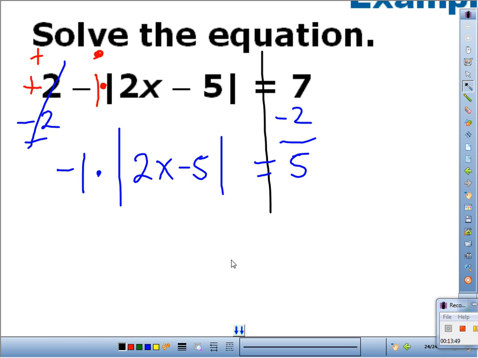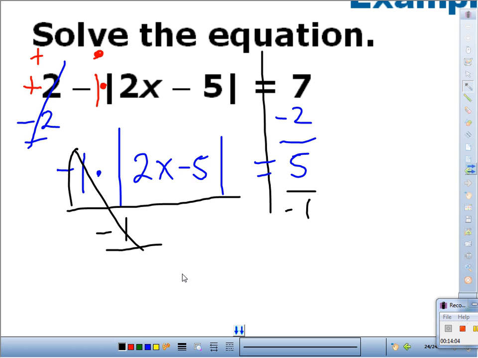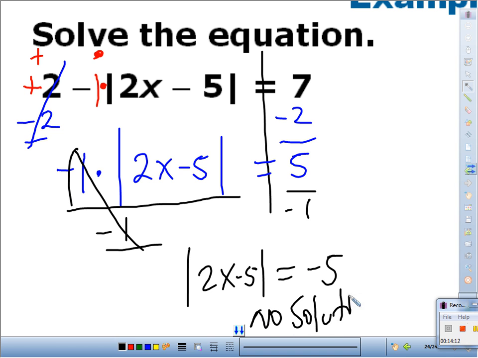No solution. Because at this point we divide by negative 1, divide by negative 1. We're left with absolute value 2x minus 5. And if we're left with a negative number, there is no solution. We got this? Okay, let's do another one.